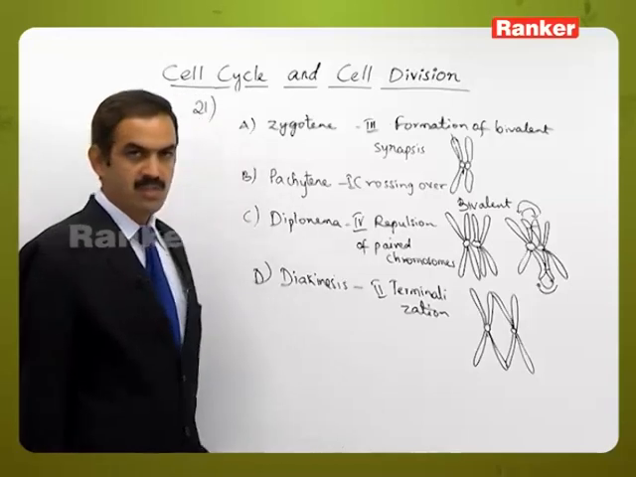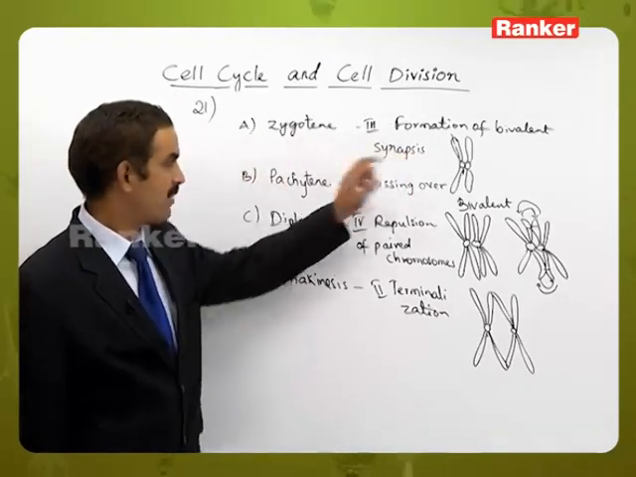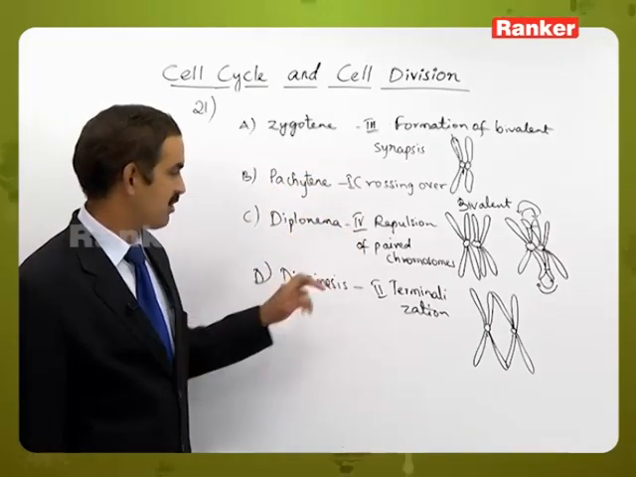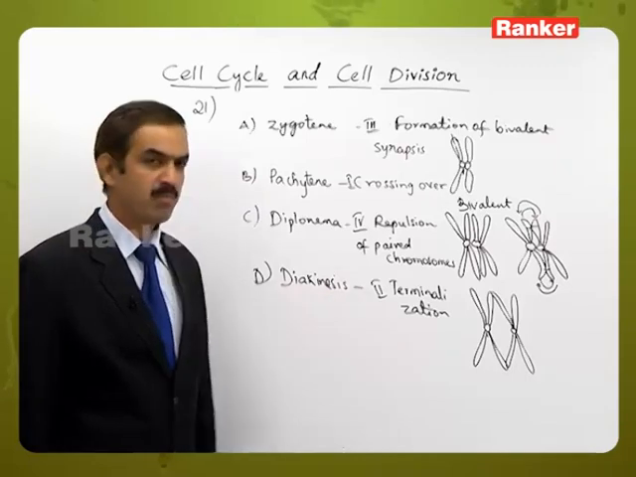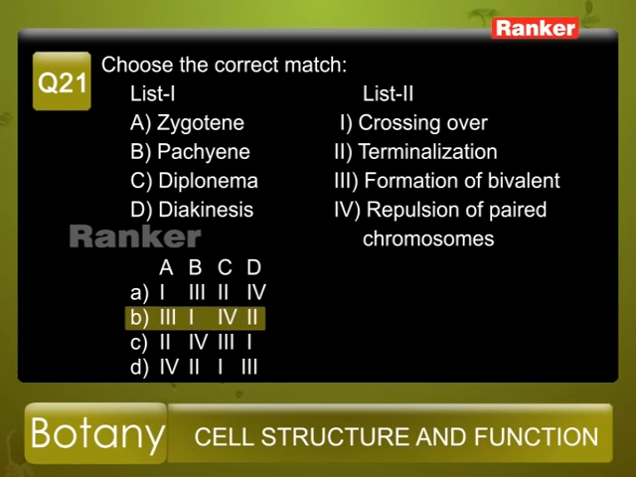So these are the changes which take place during the 4 different stages of prophase 1, that is zygotene, formation of bivalent, pachytene, crossing over, diplonema, repulsion of paired chromosomes, diakinesis, terminalization process. So from the given options, option B is the correct answer.